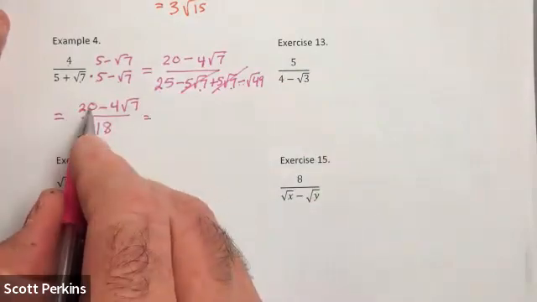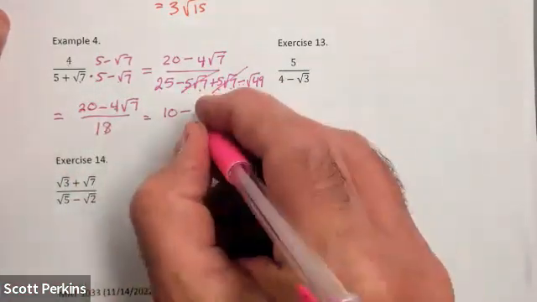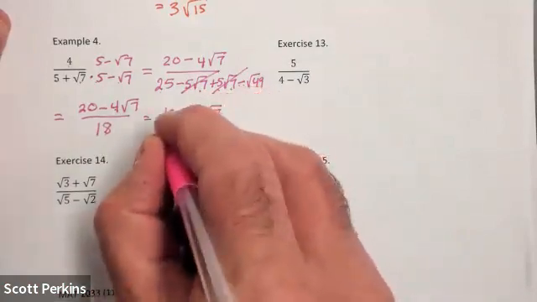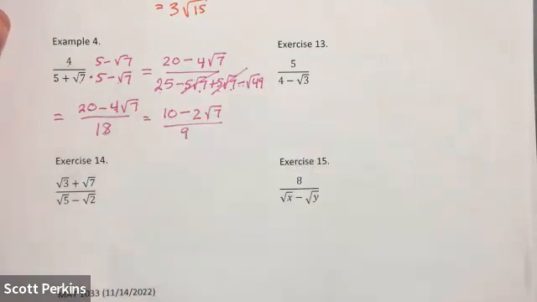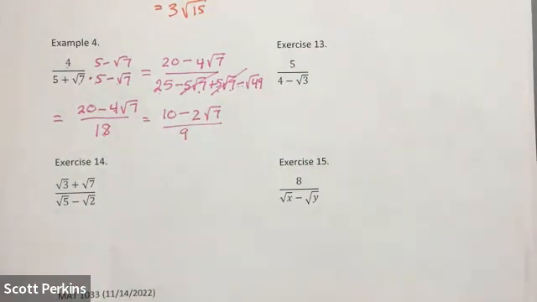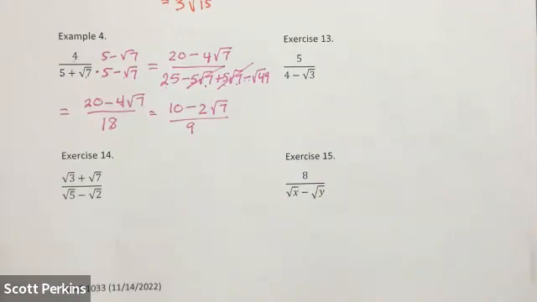Yes, 2 goes into 20 and leaves 10. 2 goes into 4 and leaves 2 square root of 7. And 2 goes into 18 and leaves 9. Okay. That doesn't happen on all of them, but I wanted it to happen on my problem just to let you know. Okay, exercise 13. Go ahead, real quick, just write down what the conjugate is, and then once we confirm that, I'll give you some time to do the rest of the problem.